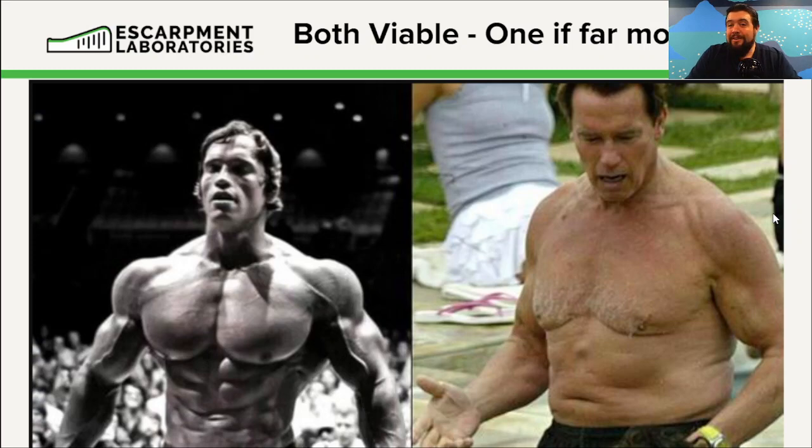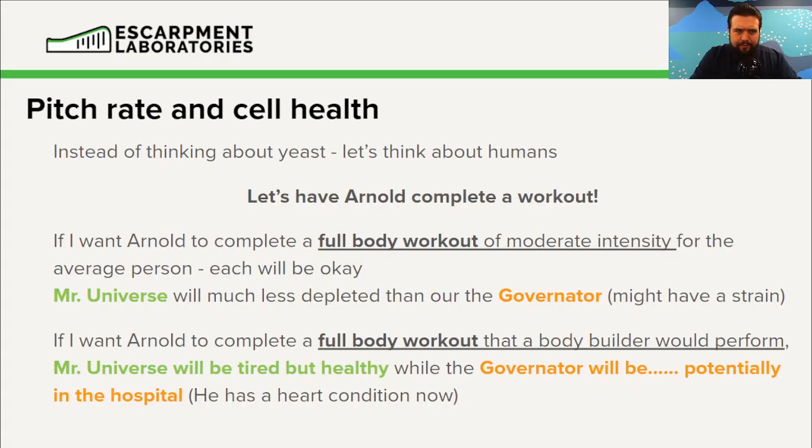And now he is, I think, in his mid-70s, and he's older. For his age, he's still in great condition, but he is no longer the Mr. Universe that we saw on the left-hand side. So we can compare and contrast the idea of vitality here. Both these organisms, Mr. Universe versus the Governator, which is how I'll describe these two, are both alive. From a yeast cell standpoint, we would classify them both as viable. But we're looking at vitality. So we're going to run through this a little bit.